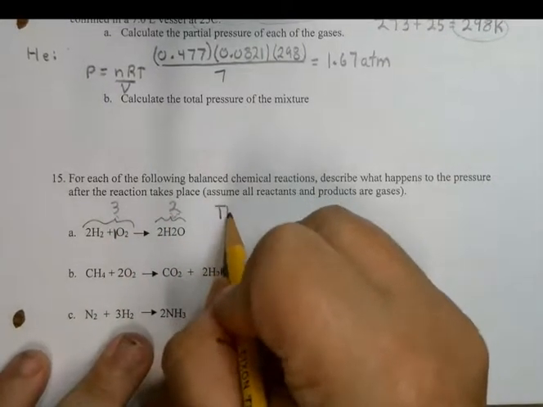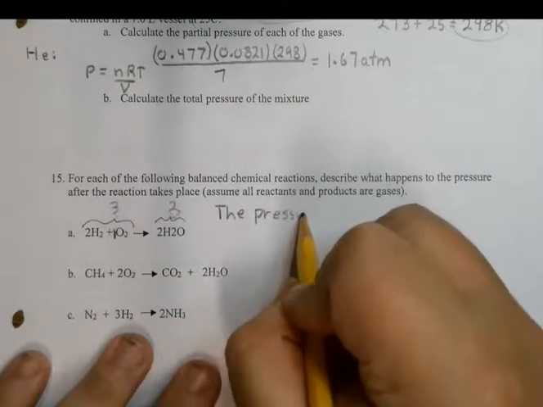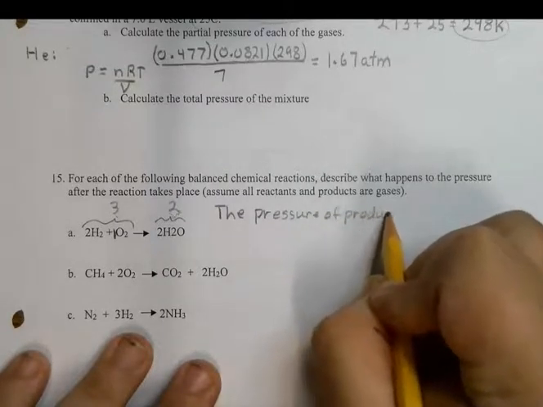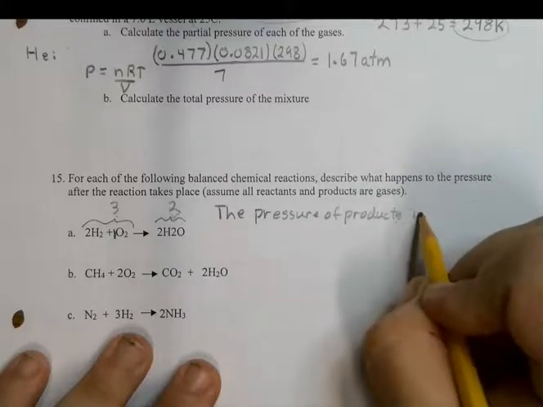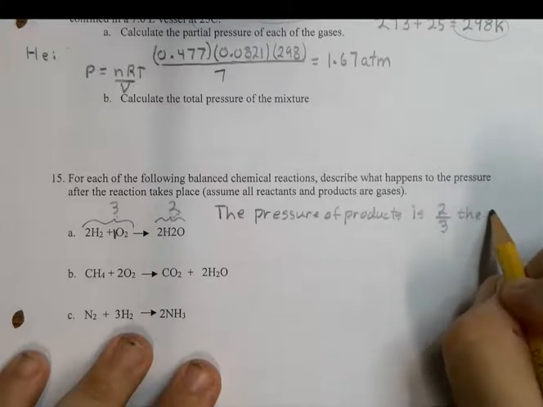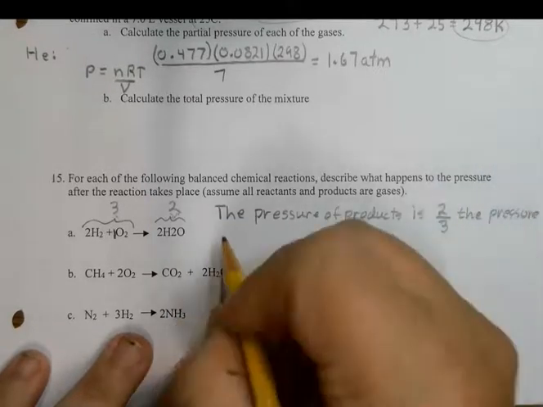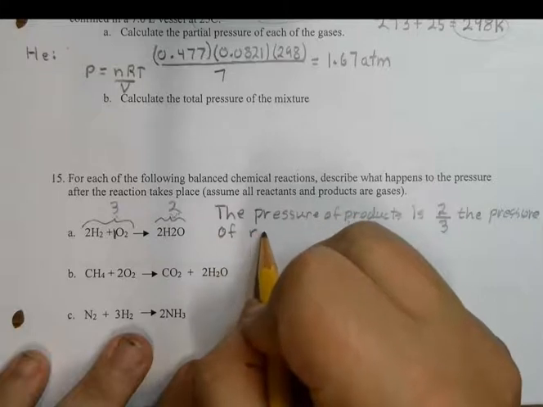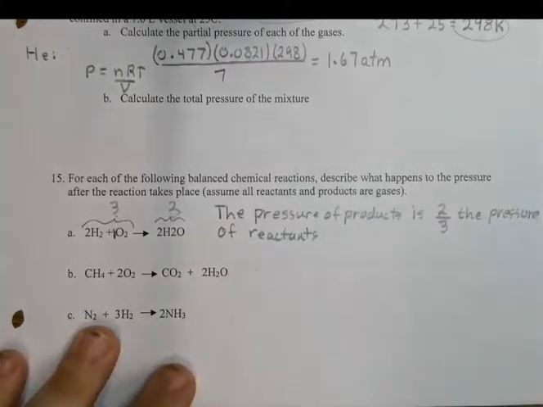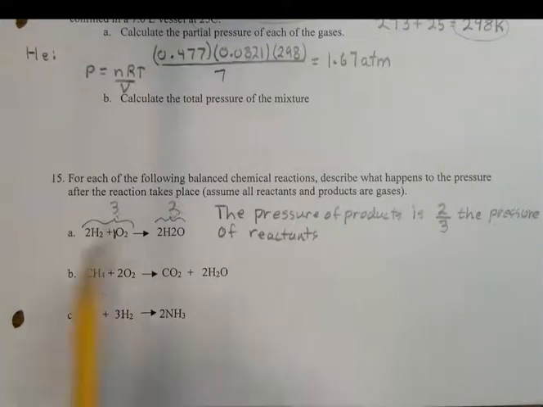So the pressure of the products is 2/3 the pressure of the reactants. That would be hydrogen and oxygen together. Okay, that's all there is. It's just the ratio of the number of moles is the ratio of the pressure on each side.